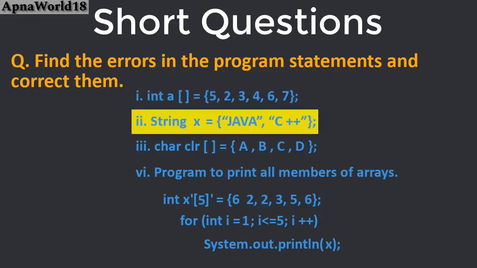In the next statement, again a static array is defined. Here the error is that the variable declared is not an array of string. It is just string x. So we will add square brackets either before or after x.